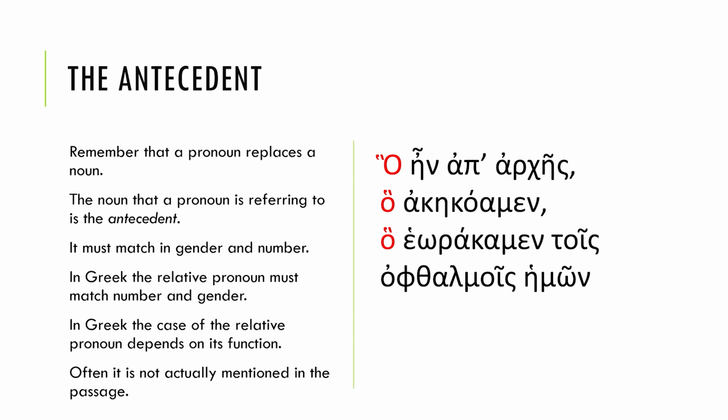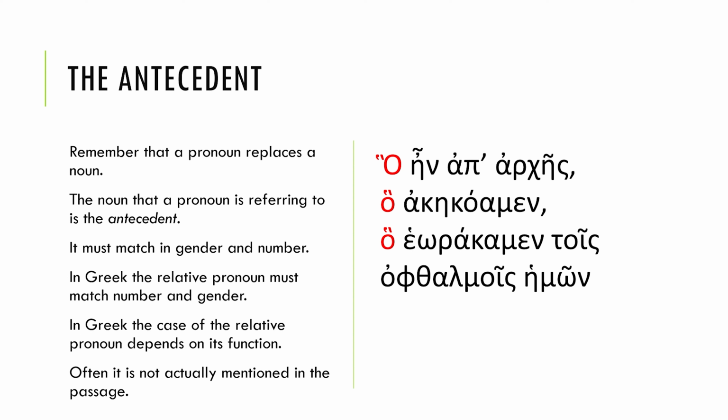First of all, the relative pronoun replaces a noun. The noun it is referring to is called the antecedent. The relative pronoun must match the antecedent in gender and number. In Greek, the relative pronoun must match in number and gender, just like in English. But the case of the relative pronoun just depends on what that relative pronoun is doing.